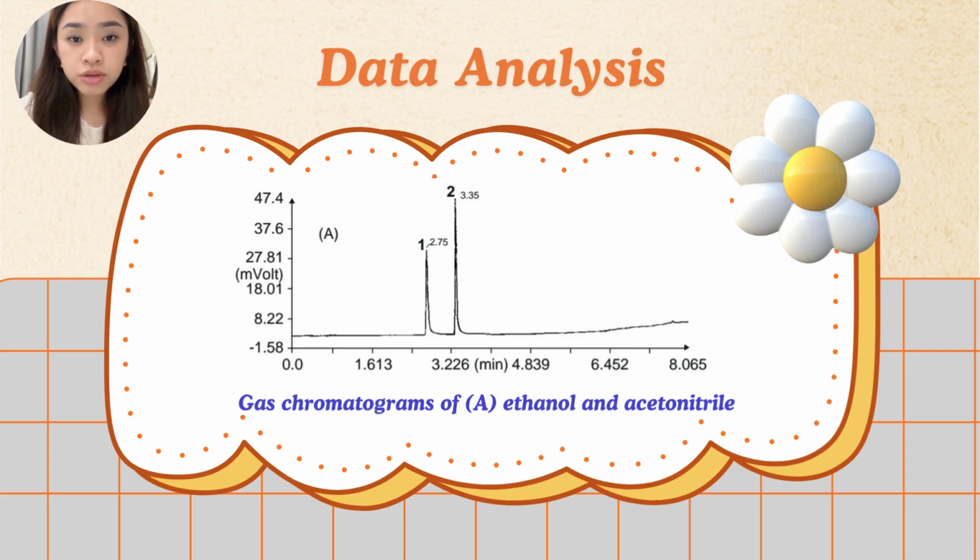Now, moving on to the data analysis. This is the chromatogram result showing the gas chromatograms of ethanol and acetonitrile. The peaks you see here represent the retention times for each compound, with acetonitrile appearing at around 2.135 minutes. From this, we can determine the concentration of ethanol in the sample by comparing the peak areas using the earlier calculated RRF.